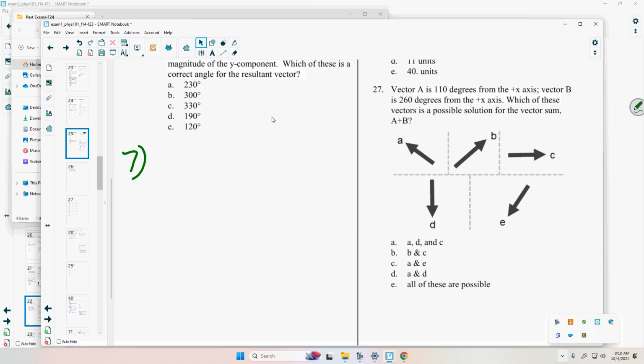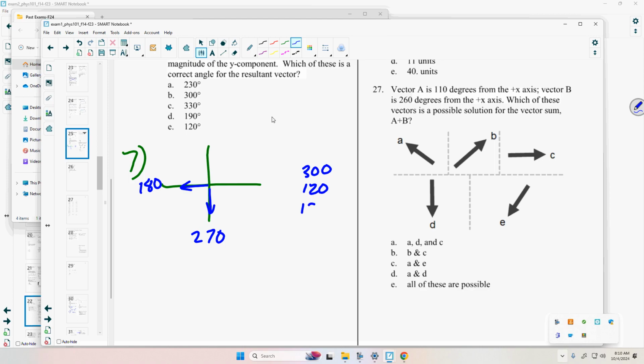I don't remember what exam that's from. But it says vector A lies in the xy plane. It has a negative x component and a negative y component. So I have an x component in this direction and a y component in that direction. That means I have to be in the third quadrant, between 180 and 270. But the answers that I give you are 300, 120, 190, 330, and 230.